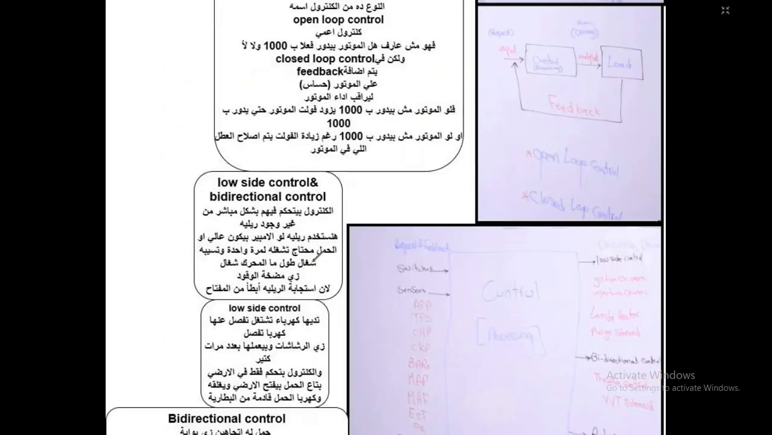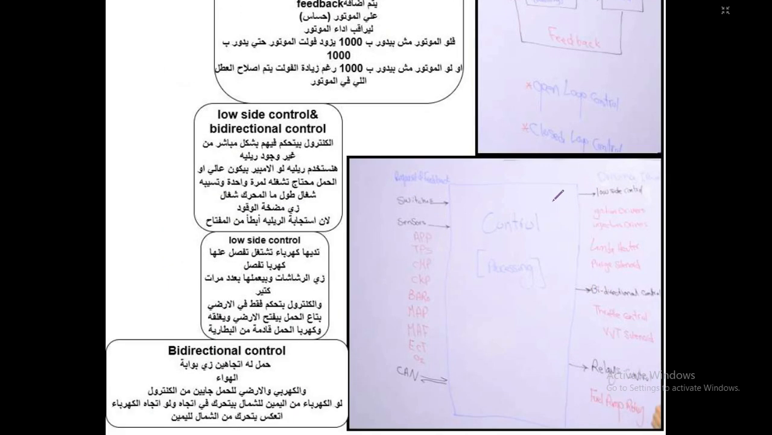When it comes to the outputs, we have three types: low side control, bidirectional control, and relay control. As you can see right now, in low side control the ECM controls only the ground terminal of the load, such as the injection system and the ignition system.